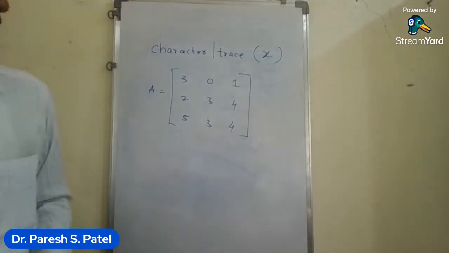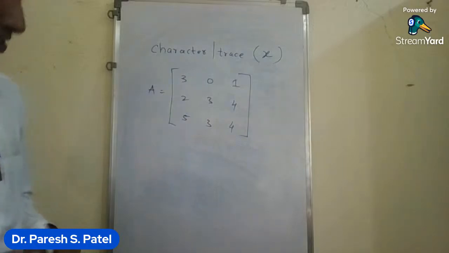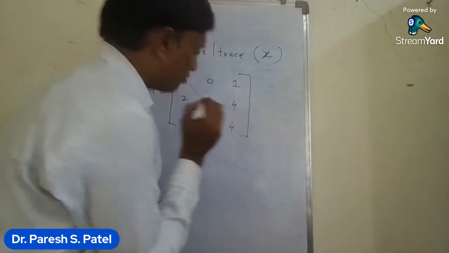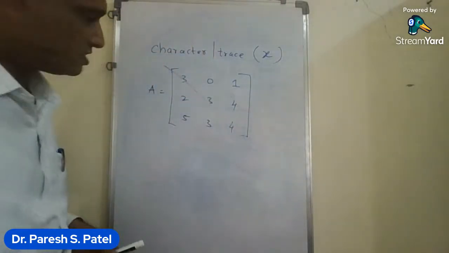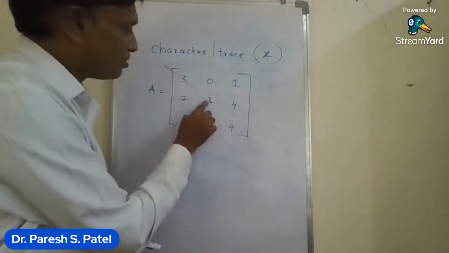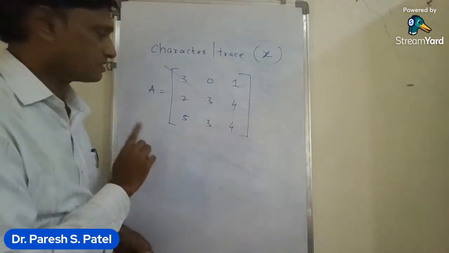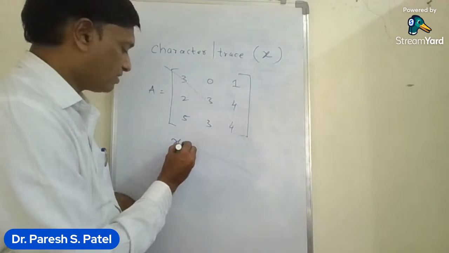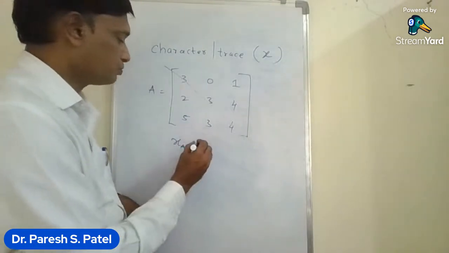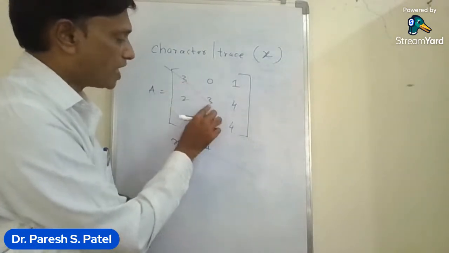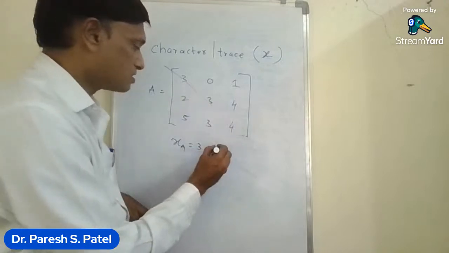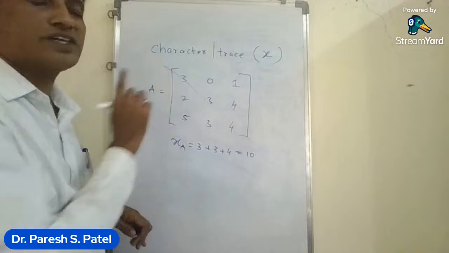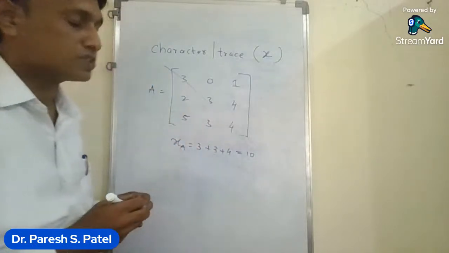Now, the trace of any matrix is equal to the summation of the diagonal elements. This can be represented as the diagonal position of this matrix. So here the trace of matrix A is equal to the summation of diagonal elements, 3 plus 3 plus 4 is equal to 10. It means the trace of this matrix is equal to 10.